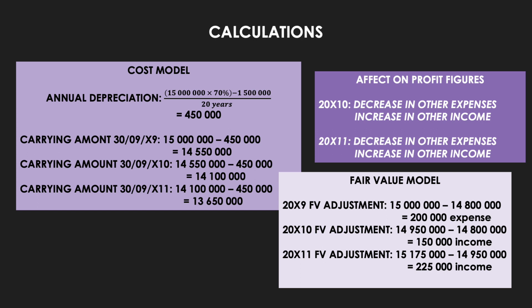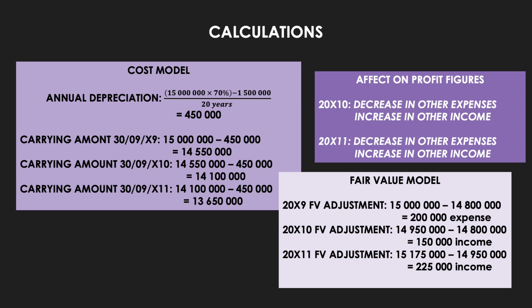In 2011, we will once again have a decrease in other expenses because depreciation was recognized, but we no longer want it to be recognized because changes in accounting policies are applied retrospectively, and we will once again have an increase in other income. Why? Because in 2011 we had an upward fair value adjustment of 225,000 Rand.